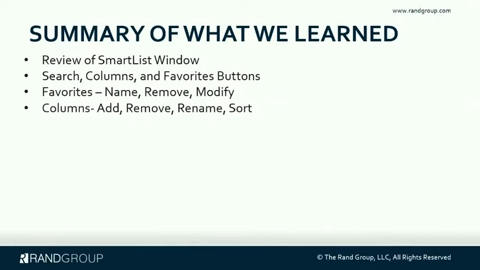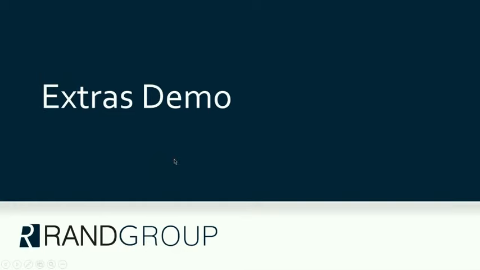Here's a summary of what we learned. We reviewed the SmartList window. We went over the search button, the columns button, and the favorites button. Next, we did favorites, how to name, remove, and modify them. And we also went over columns, how to add columns, how to remove columns, how to rename the display name, and also how to sort. Now let's go over our extras demo.